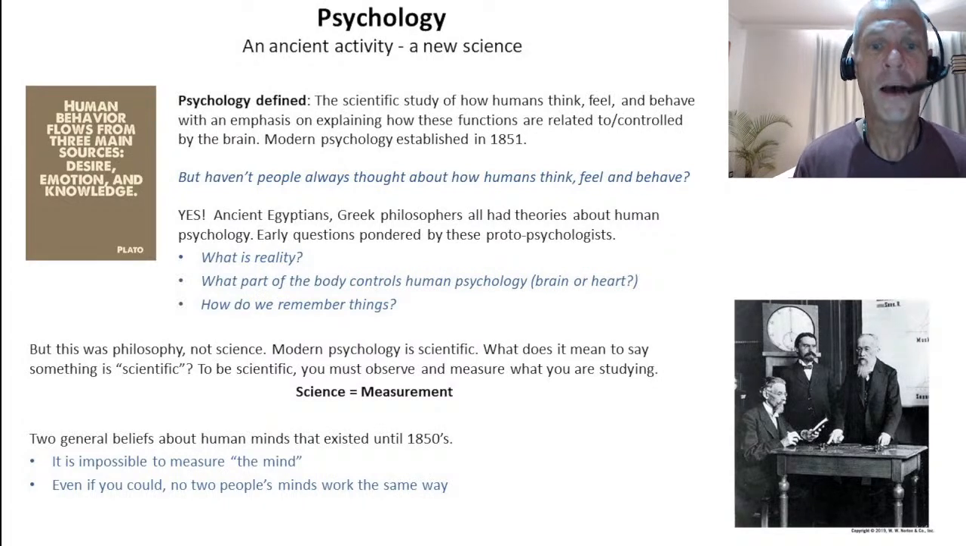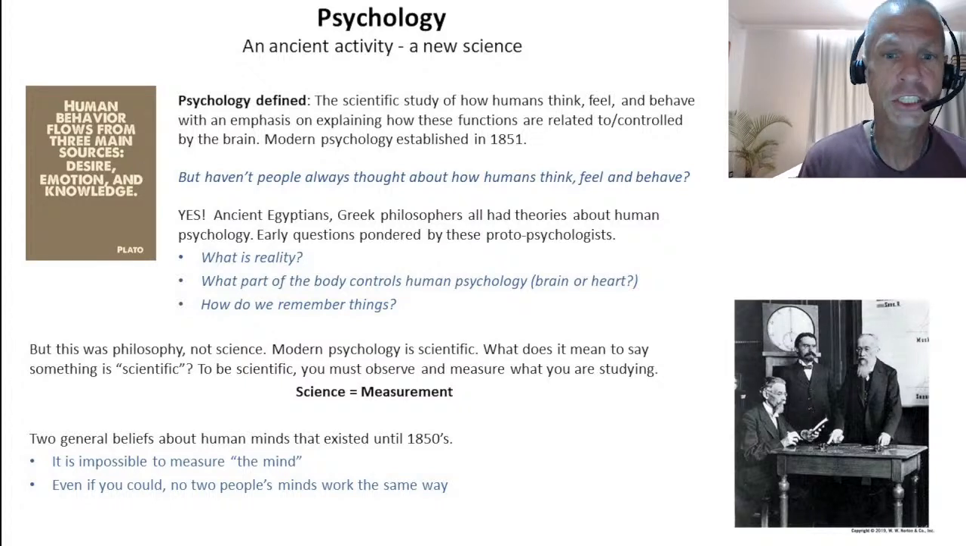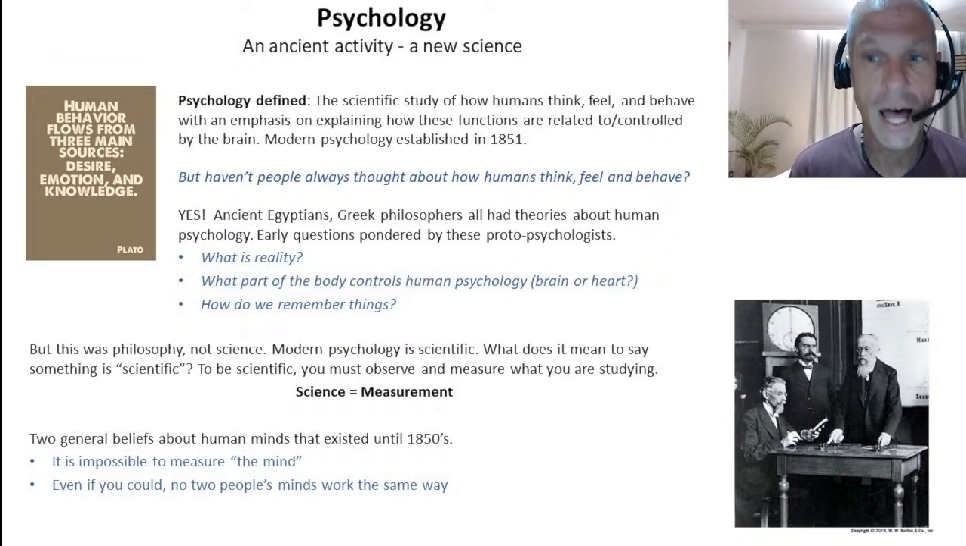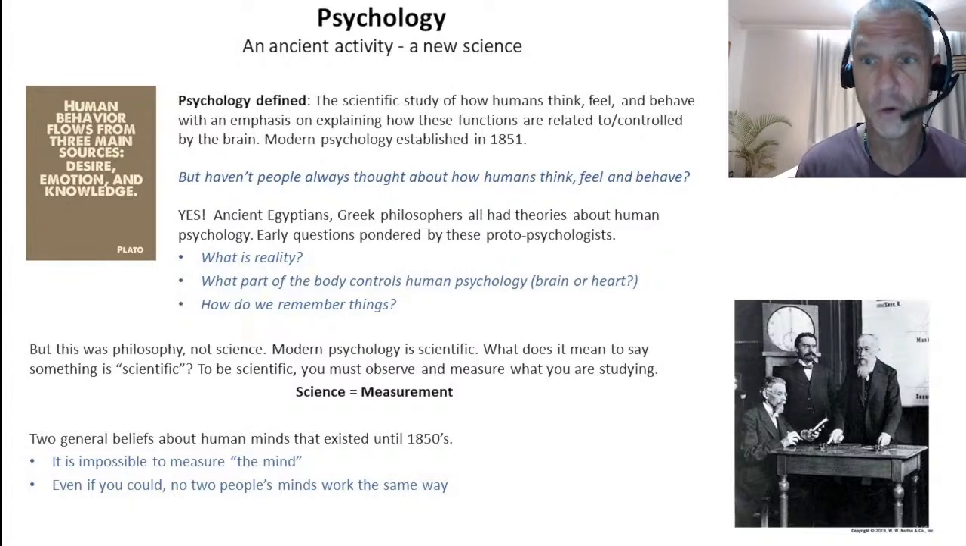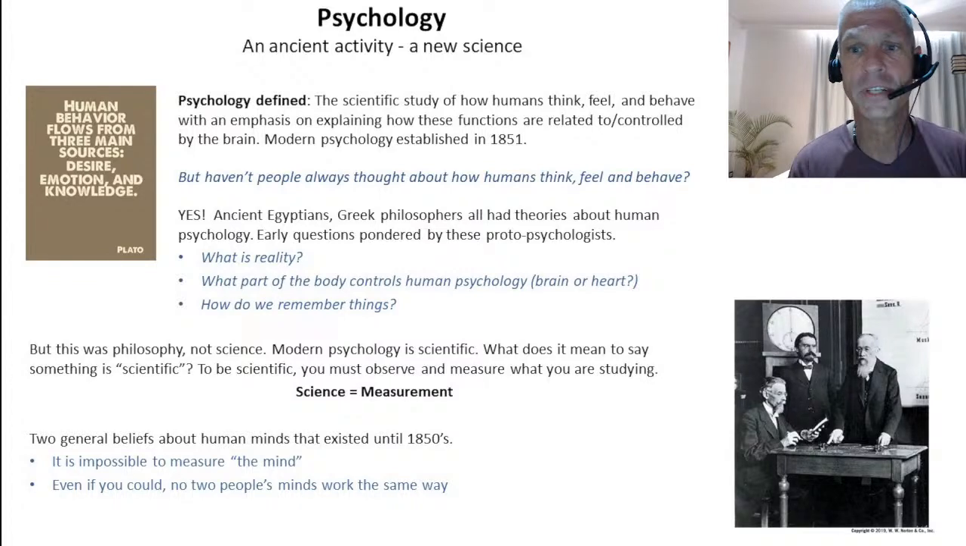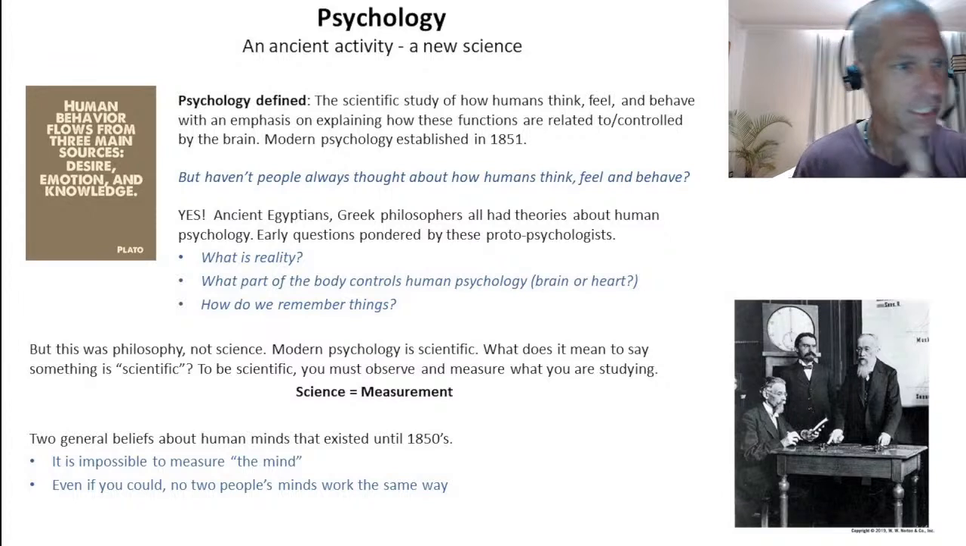Because they didn't measure things, okay? What makes something scientific, what makes psychology scientific, is that it relies on measurement to develop theories, okay? Ancient Greeks, ancient Egyptians, ancient Romans were philosophers. They talked about what it meant to think and feel, but they didn't back any of their theories up with measurement. So science equals measurement. And scientific psychology is only about 150 years old.